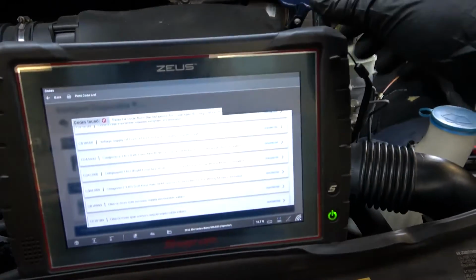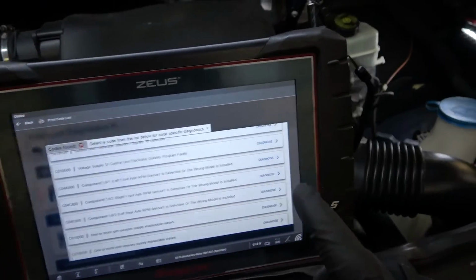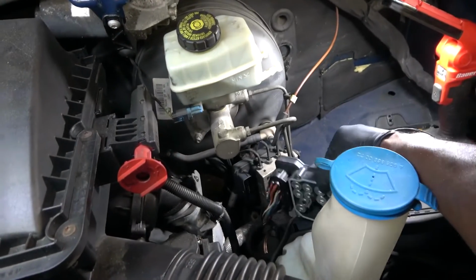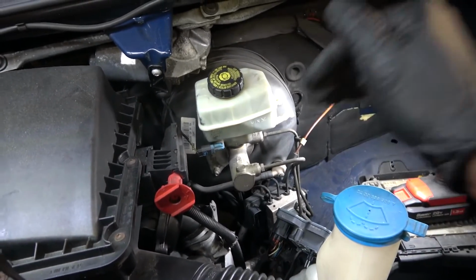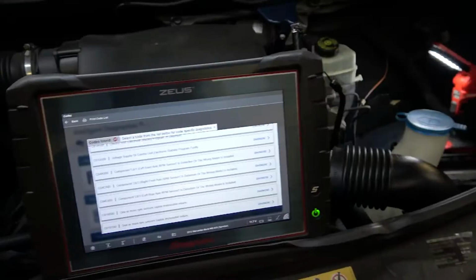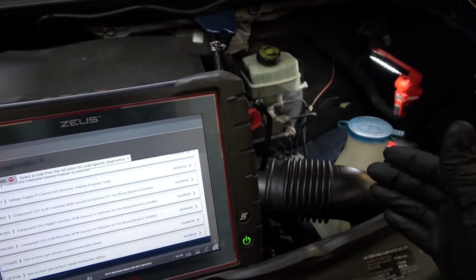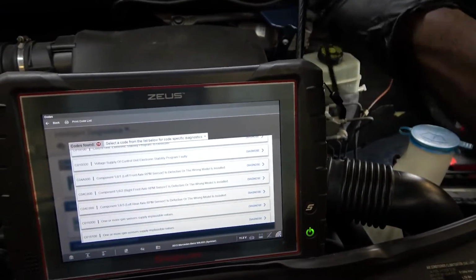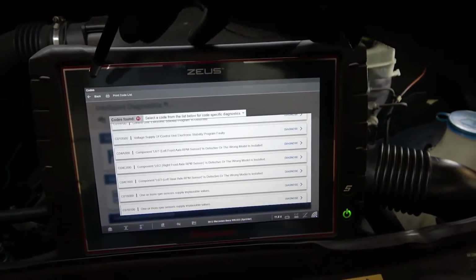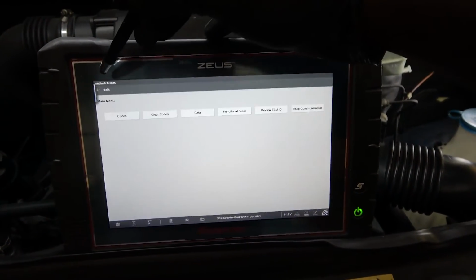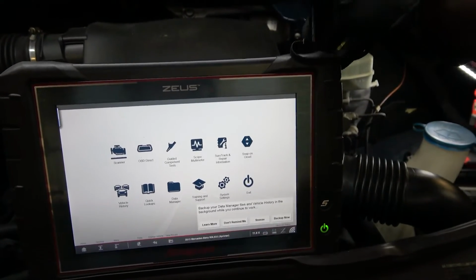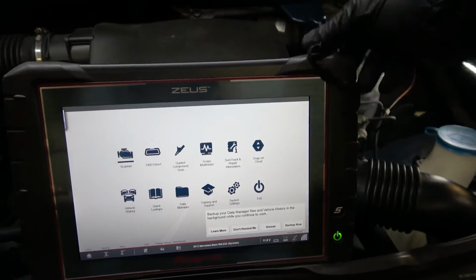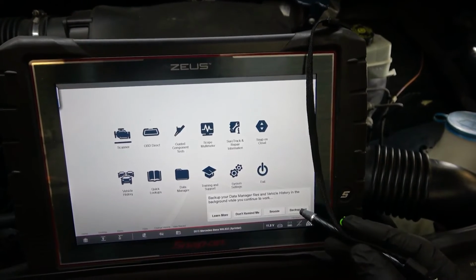So now that we know that we can talk to this ABS control unit, this tells us that the wiring on the van side is good. The problem is the ABS control unit. To fix this, we're gonna have to replace the ABS control unit, okay? So at this point, we are done. I'm gonna back out of here. Okay, so we're done. I'm going to order a new ABS control unit.